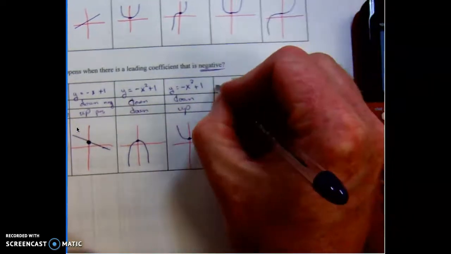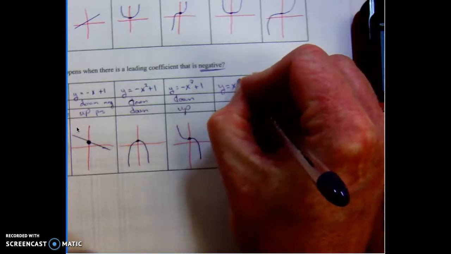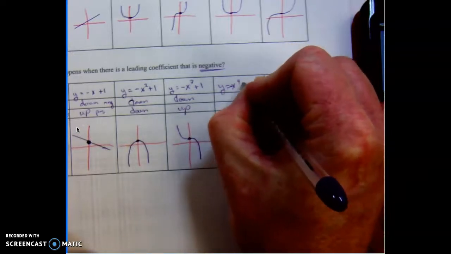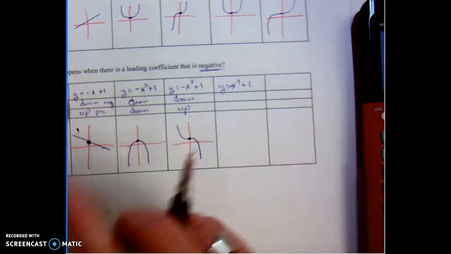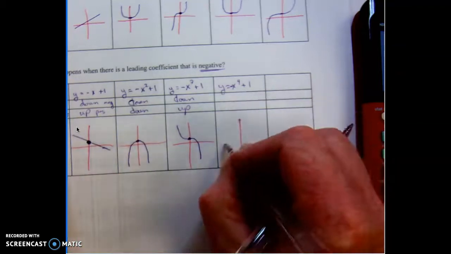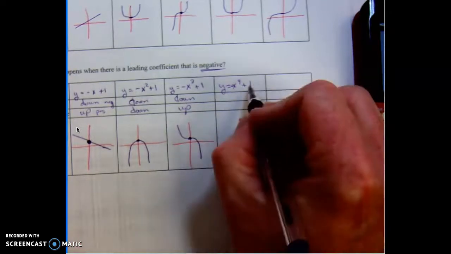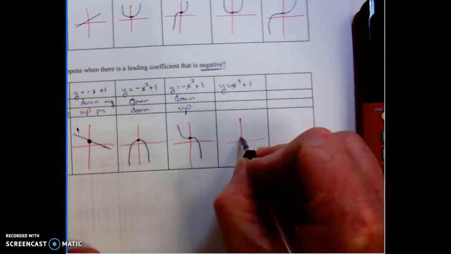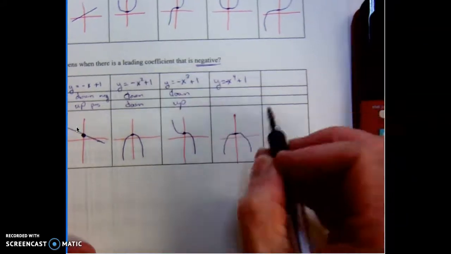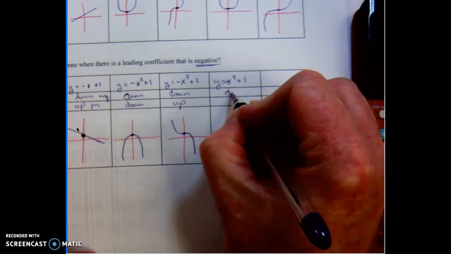Okay, so y equals x to the 4th. Take the opposite of that, plus 1. I think we've got a pattern going. So it's going to go through positive 1 because that's our constant. And it's going to be flat here at the bottom, or at the top now. And it's going to go down in both ways. So it's going to go down.